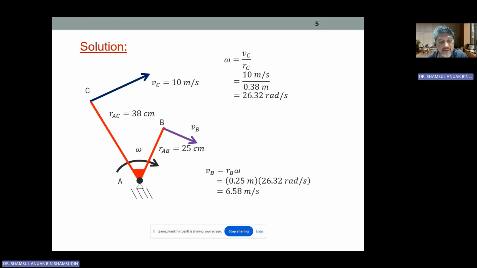From here, if the given information is VC, we can solve for the omega, and it is going to be the same omega since A, C, and B are in the same body, even if it is made from two binary links, but they are joined together or welded together at about this position. So whenever they rotate, they will rotate with the same omega.